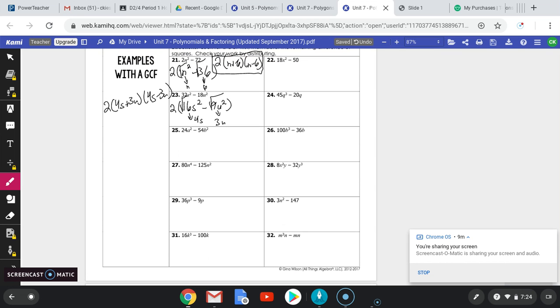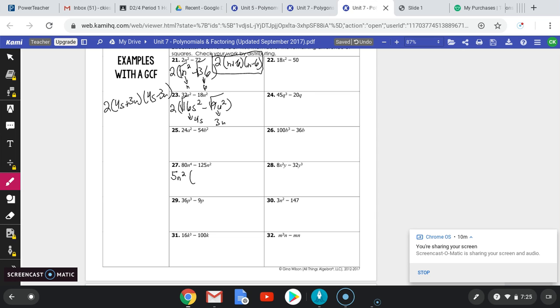Let's skip 25 here. Let's look at 27. 27, is there a GCF? Yeah, sure is. The GCF of 80 and 125 is what? It's going to be 5. So I factor out 5. And also, I have an n to the fourth and n squared. So I would have to factor out also an n squared.